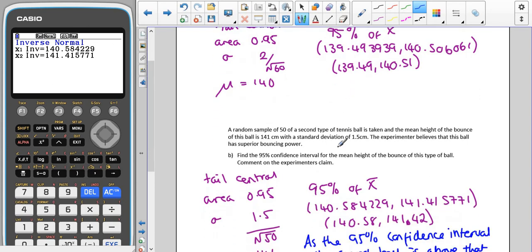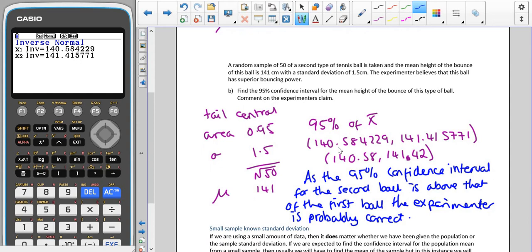So then on this second part here, we have a random sample of 50 of a second type of tennis balls. This is different from the first set that we were just looking at. It's taken, and the mean height of the bounces of those balls is 141 centimetres with a standard deviation of 1.5. Again, that is a sample standard deviation, but that's okay because we still have a sufficiently large sample of 50. The experimenter believes that this ball has superior bouncing power. So we're hoping that this ball's confidence interval is going to be higher than the previous ball's confidence interval. So find a 95% confidence interval for the mean height of the bounce of the ball of this type, and we're trying to comment on the experimenter's claim.